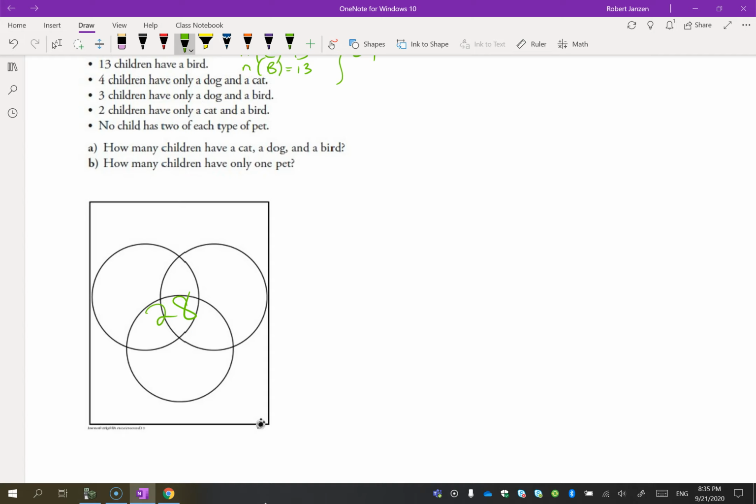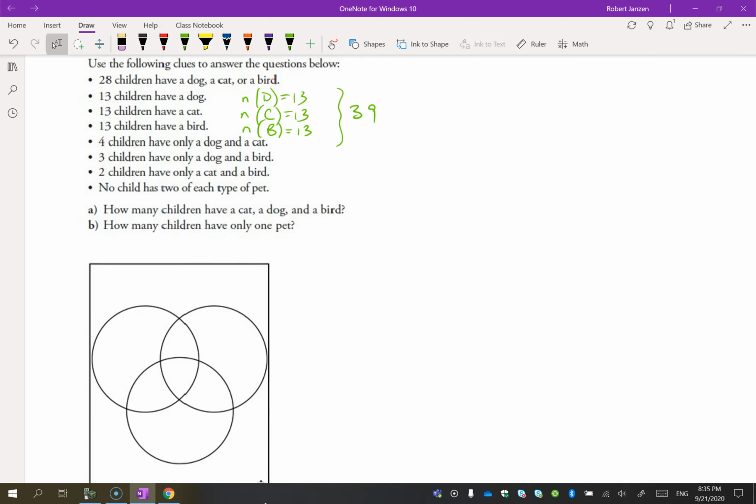But we have 39 that are the total. So somehow of these 13, there's going to be a whole bunch of stuff that's overlapping in here. We have to figure out what the overlap is. Okay, so let's see if some of the other information is given to us. 4 have only a dog and a cat. So the number that have a dog and a cat, but not a bird, this is 4.